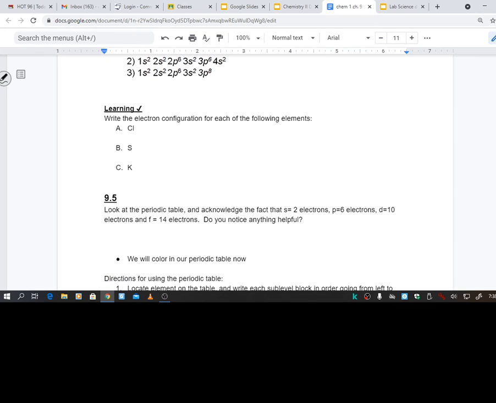All right, learning check. Write the electron configuration for each of the following elements. So chlorine has 17 electrons, so I know it's going to be 1s, and we're going to fill that box up. 2s, we're going to fill that box up. Then we go to 2p, and I'm going to fill that up. Right now I'm at 10 electrons. I need 7 more, so I'm going to go to 3s. I need 5 more, so I'm going to go to 3p, 5.